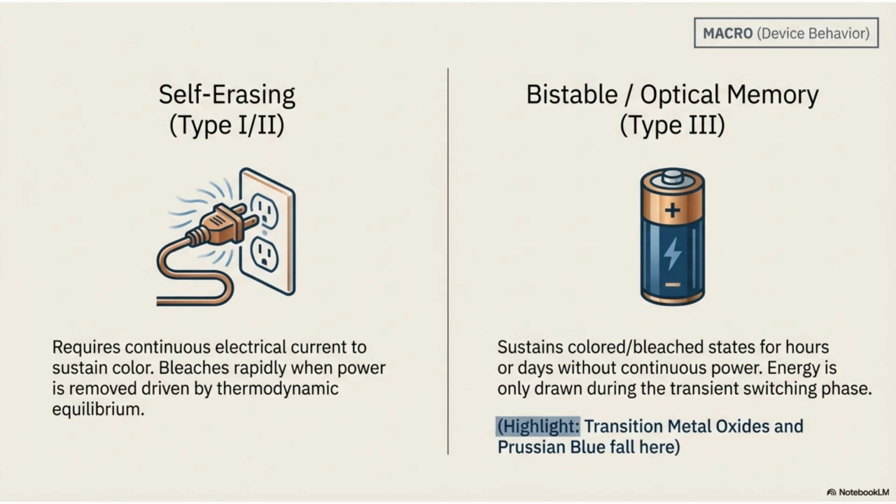Electrochromic devices have 2 main behaviors. Self-erasing, or type 1/2, requires continuous current to sustain color. Bistable, or type 3, sustains colored or bleached states for hours or days without continuous power, drawing energy only during switching. Transition metal oxides and Prussian blue exhibit bistable behavior.